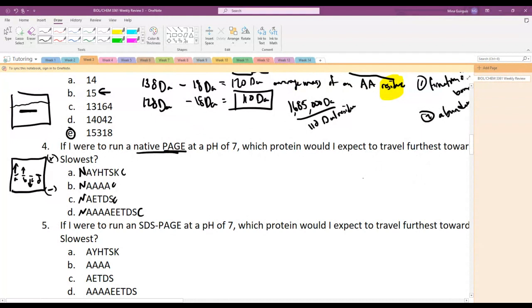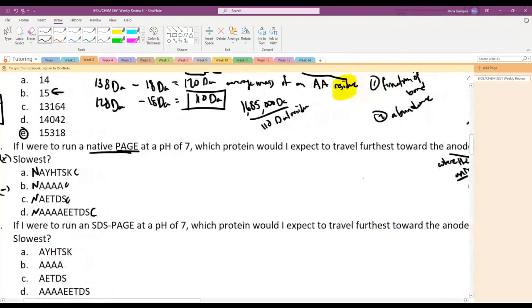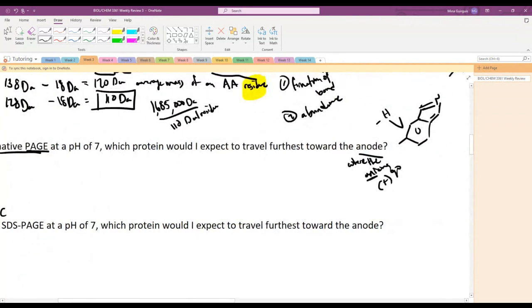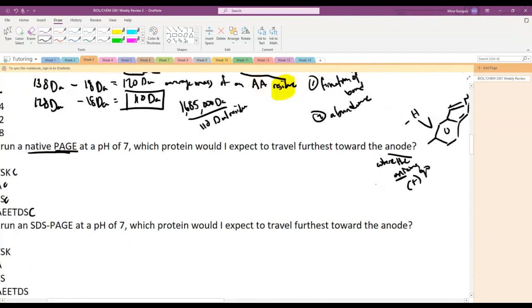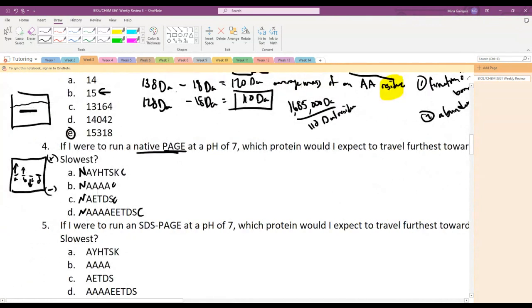Okay? In other words, the most negative thing will go as far as it can to the anode, and the most positive thing will go as far away from the anode as possible. Okay, so that just gives us a little bit of a framework. So now what we're going to do is we're going to figure out the charge.